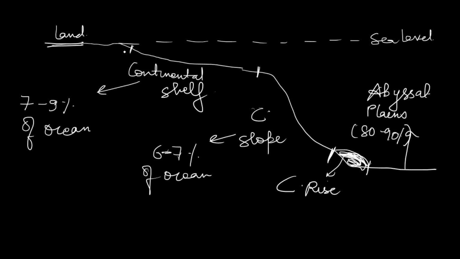This mild slope is known as continental shelf, and this steep slope is known as continental slope, and all the things depositing here are known as continental rise, and the plains are known as abyssal plains. So I hope you understand this, and this is the normal sea level. Now we will discuss all of these in detail. First of all, we will see about continental shelf.